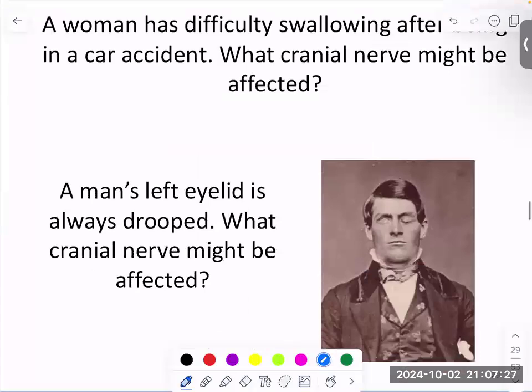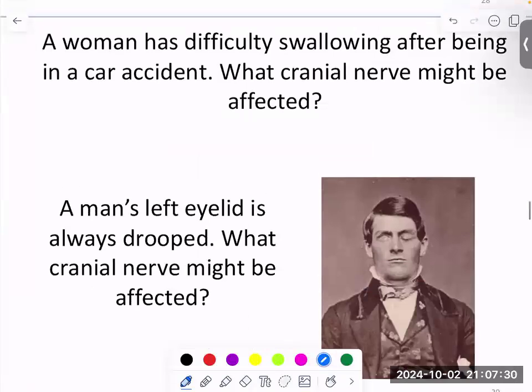Folks, this is why I make you learn this, because you're going to experience, after being in a car accident, your patient is suffering from difficulty of swallowing. Could you imagine that? We don't think about it, but could you imagine being thirsty as all hell and not being able to swallow because that nerve is damaged? That's a scary feeling. Which nerve controls swallowing? Glossopharyngeal, cranial nerve number 9.